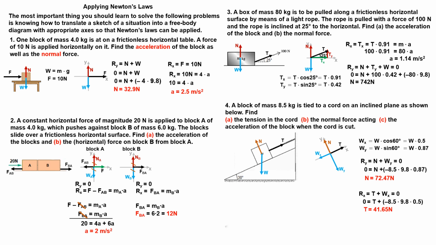When the rope is cut, the tension force does not act on the block and the block slides down. In this case, the resultant force in the parallel direction of the surface becomes the component of the weight in this direction. So we apply Newton's second law to get the acceleration.